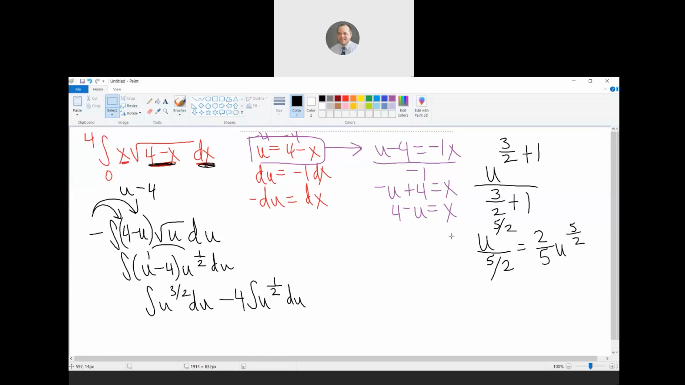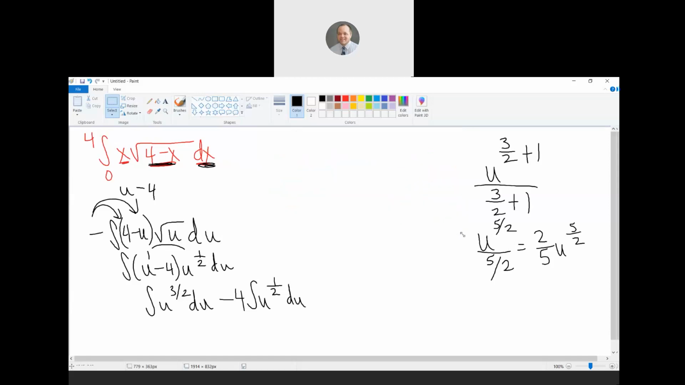Do the same thing for the other integral. We add 1 to the 1 half, and we divide by 1 half plus 1. So that gives us now u to the 3 halves power all over 3 halves, or 2/3 times u to the 3 halves.